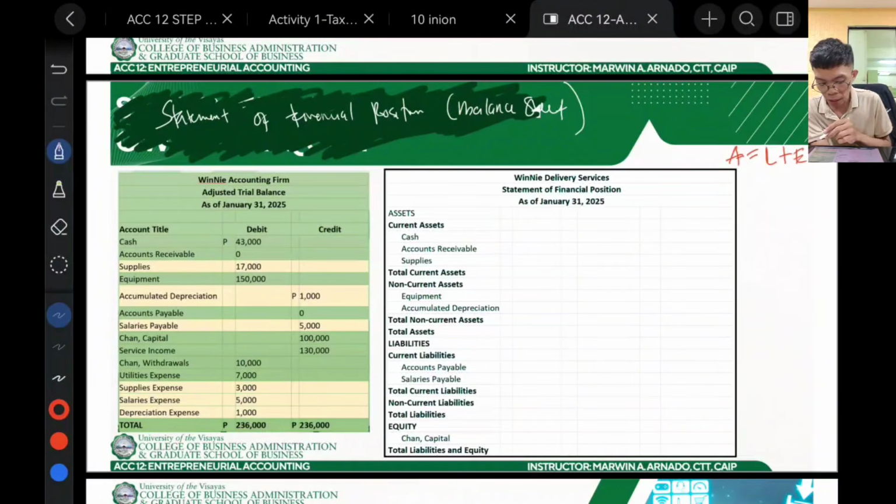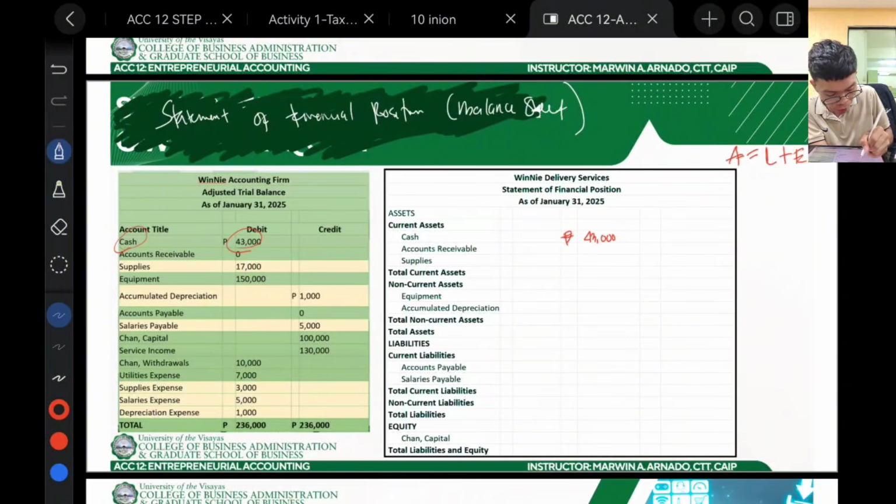So for cash, and by the way, class, look at the way I format my financial position or balance sheet. This is how it should be written during your quizzes or examinations, because this is the correct format. Just follow my writing on how I put the balances as well. Let's start with our cash. Our cash in the adjusted trial balance is 43,000. Therefore, we're going to write here a peso sign, 43,000.